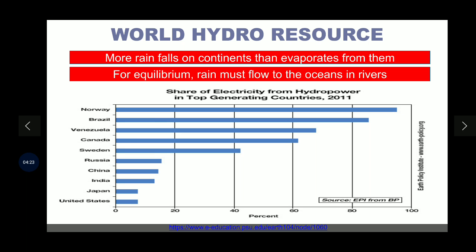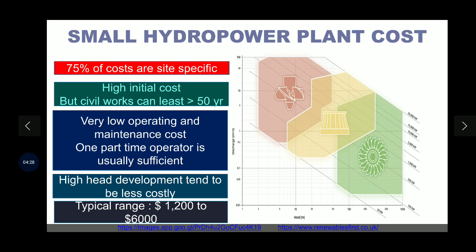So let's go to the next slide. So the cost of small hydropower plants: 75% of the cost is site specific. So there is a high initial cost, but the civil work can last more than 50 years. There is very low operating and maintenance cost; part-time operation is usually sufficient. High head development tends to be less costly.